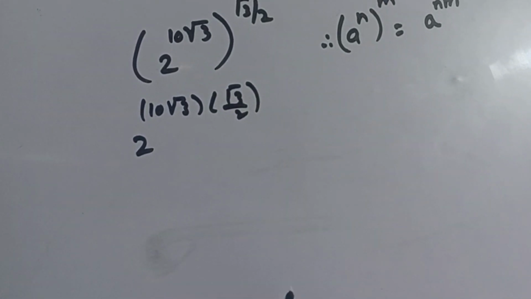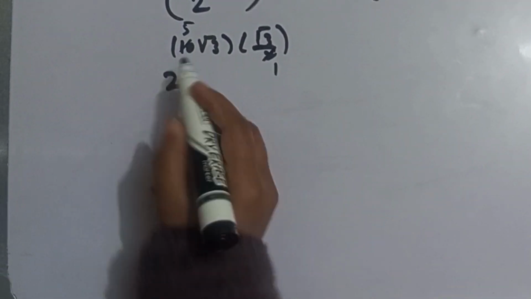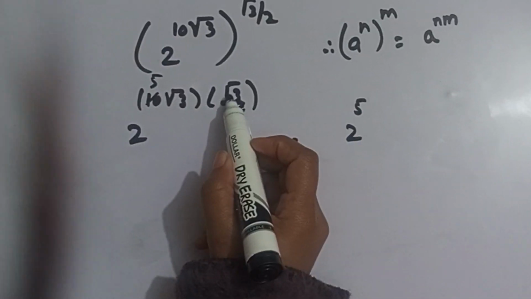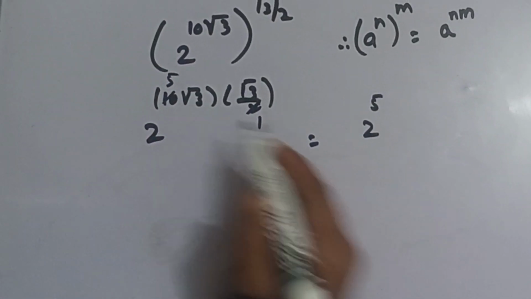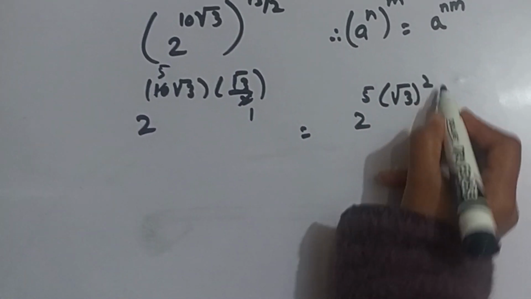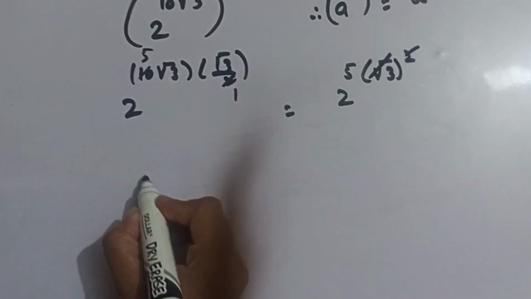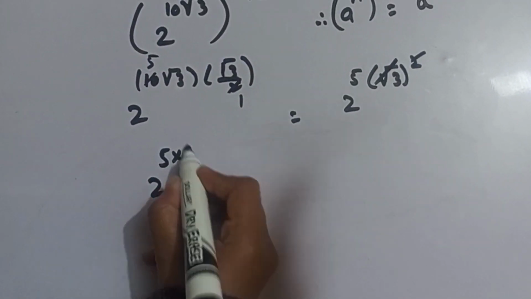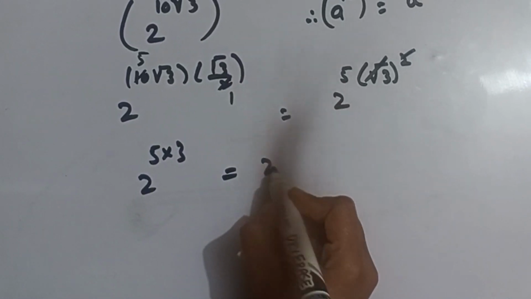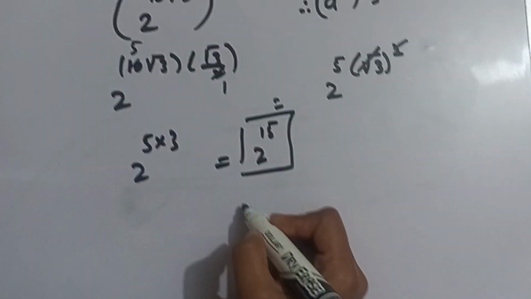Now simplify this exponent. 2 ones are 2 and 2 fives are 10. So we get 2 raised to the power 5 times square root 3 multiply square root 3, we get square root 3 whole square. In the next step, the square and square root cancel. Then we get 2 raised to the power 5 multiply 3, and 2 raised to the power 5 multiply 3 is equal to 2 raised to the power 15. And this is our final answer.